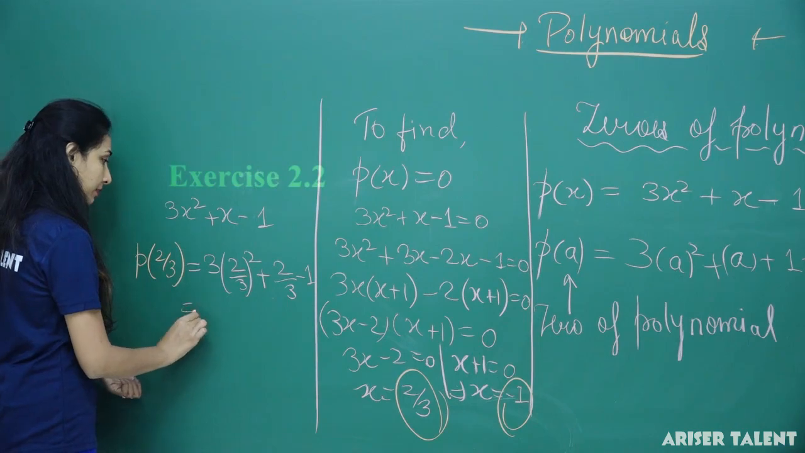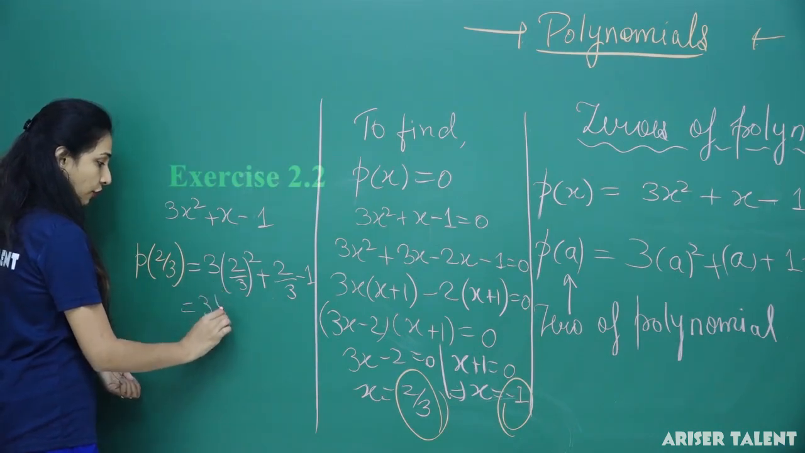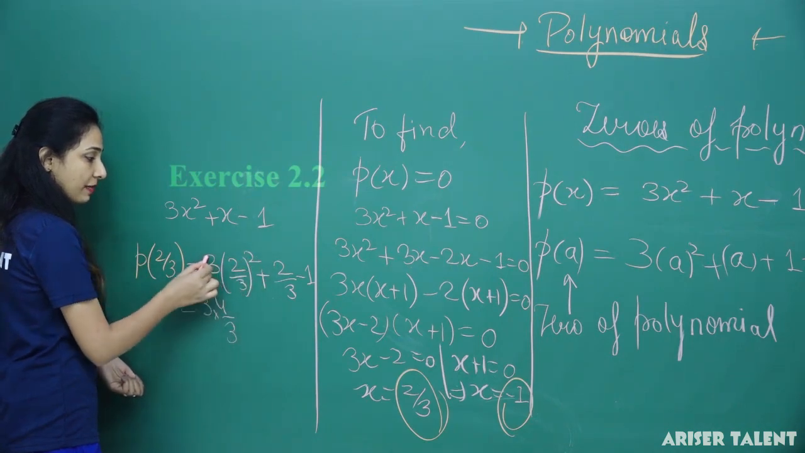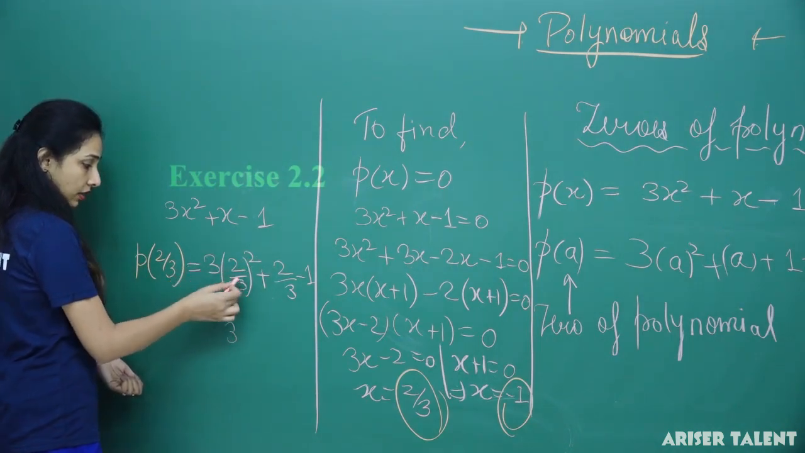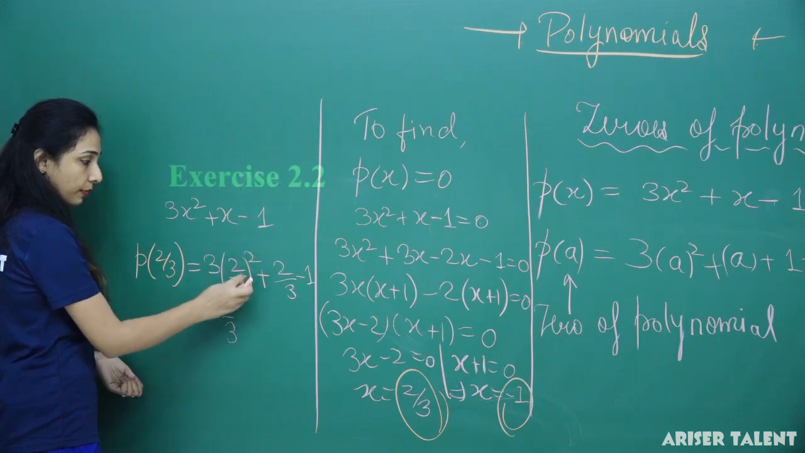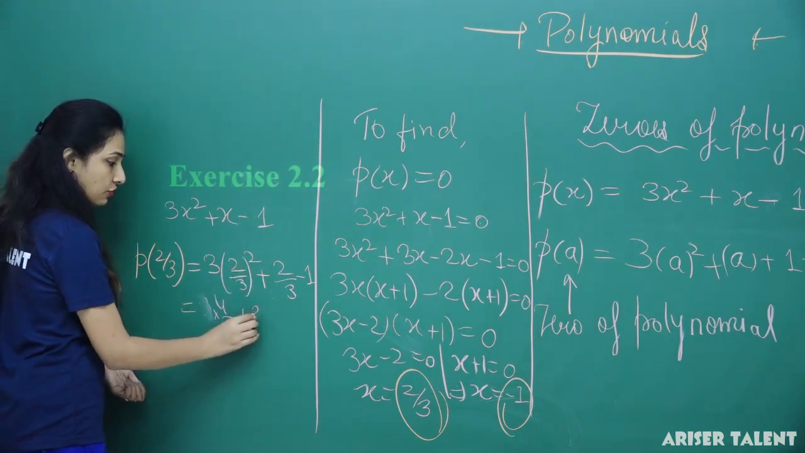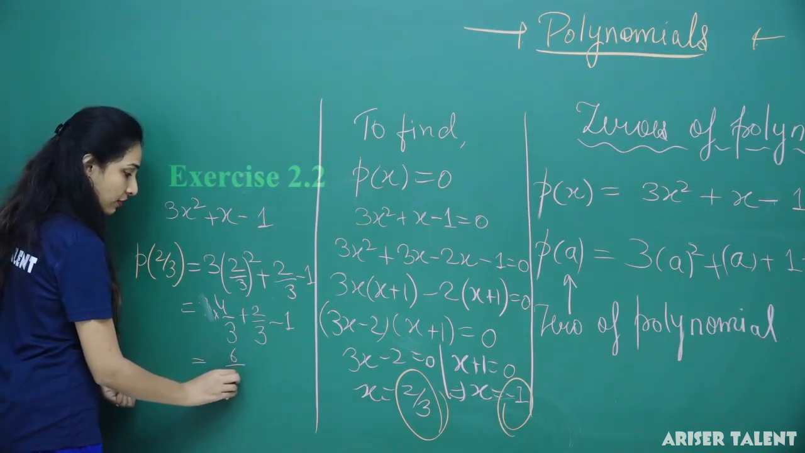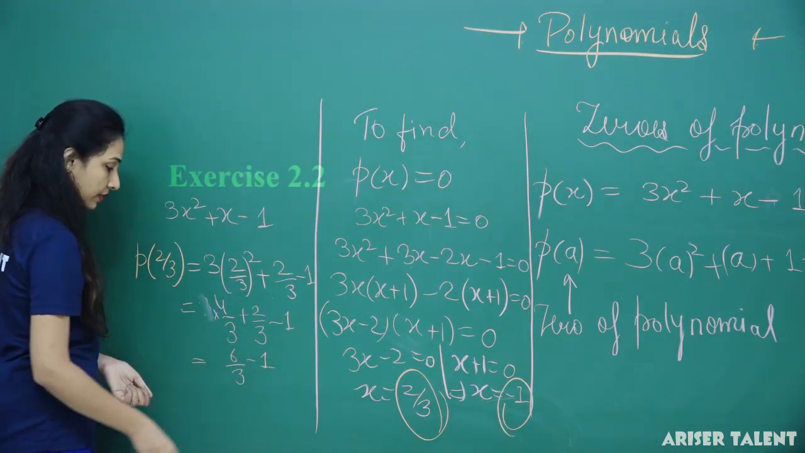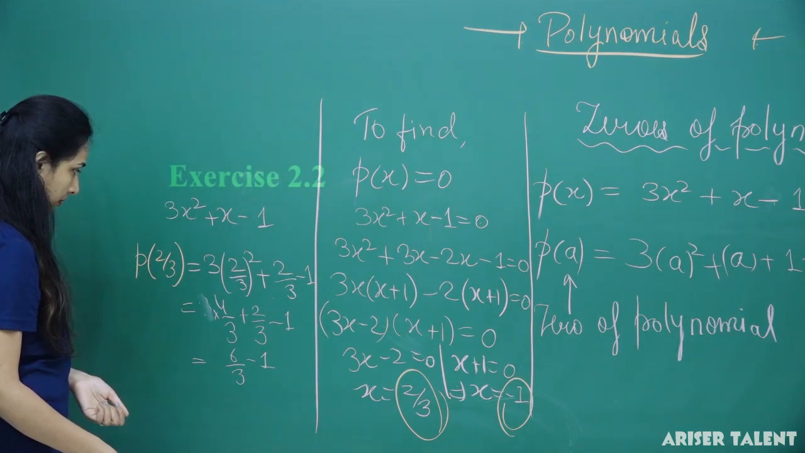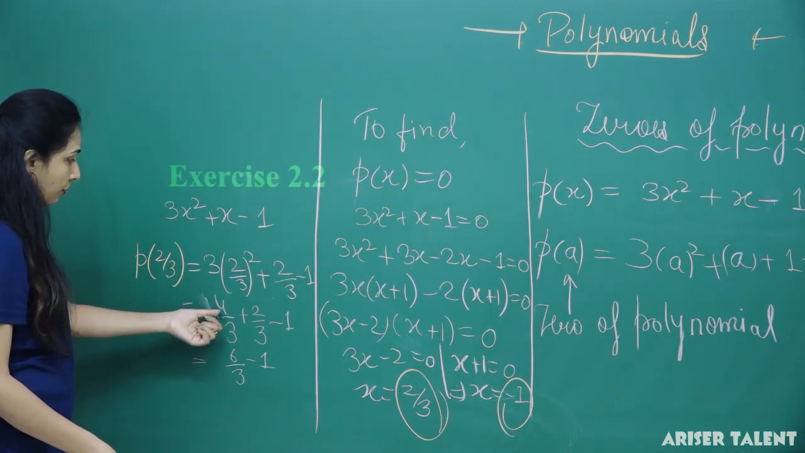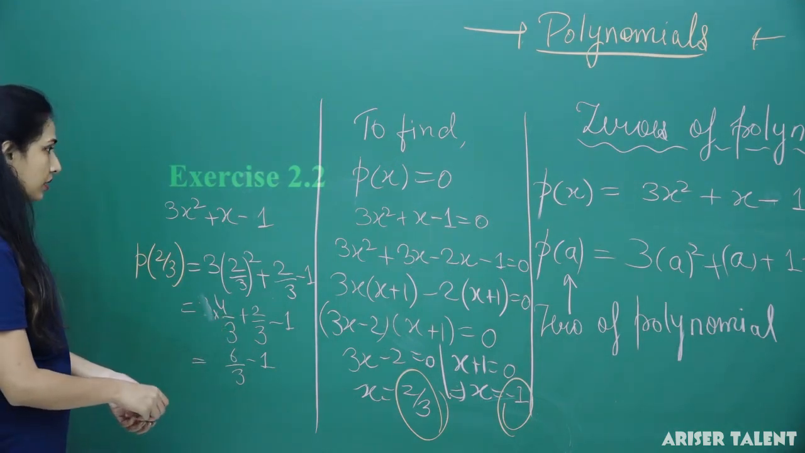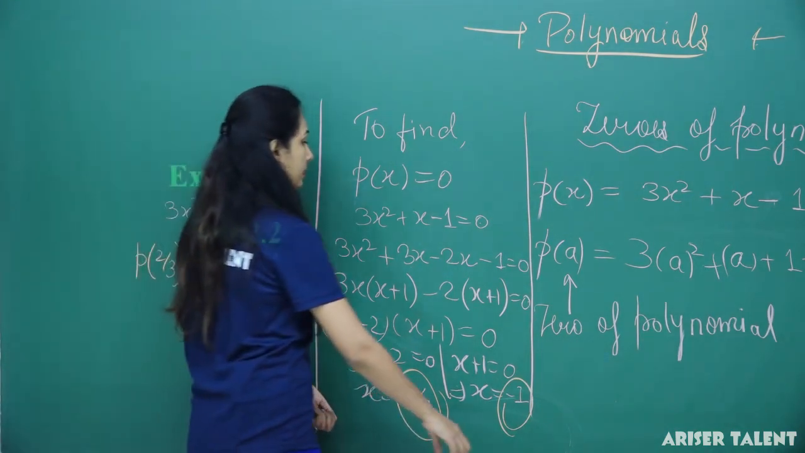Now, that will become 4 by 3. Why 3? Because 3 square, now the square will be cancelling with this. So that will be only 4 by 3 plus 2 by 3 minus 1. That will be 6 by 3 minus 1. Is it so? No, it is not. So here is some confusion.